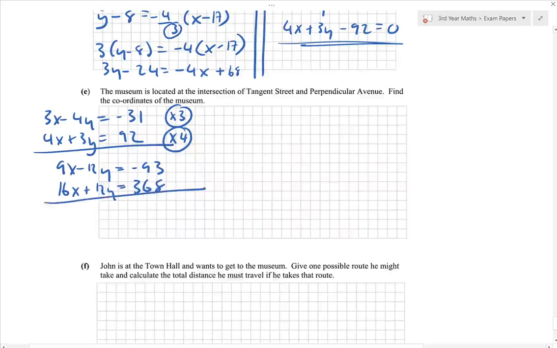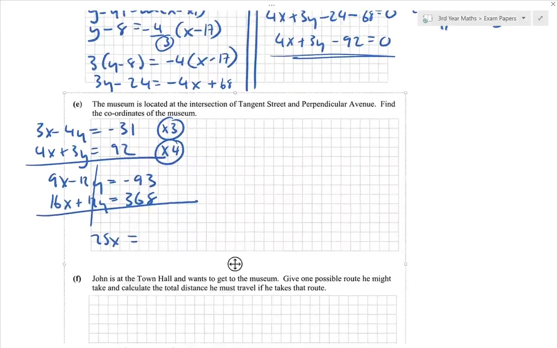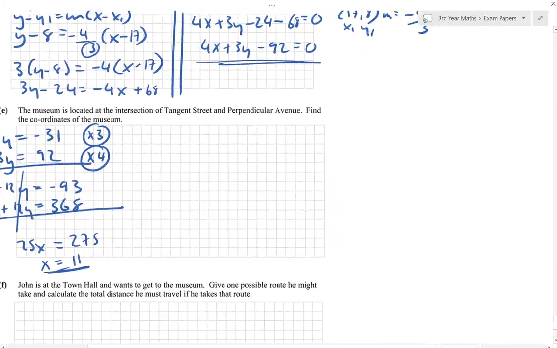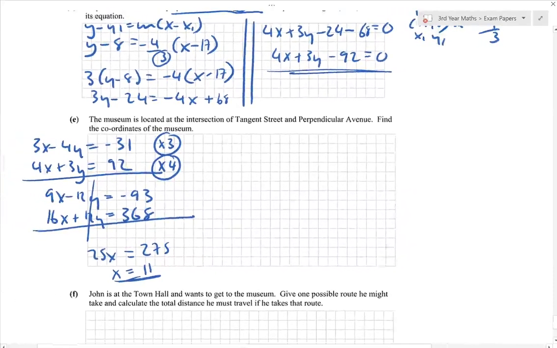The whole reason I did that is that they will cancel. 9x and 16x is 25x, minus 93 plus 368 is 275. And dividing by 25, x is 11. So the x-coordinate where tangent street and perpendicular avenue meet is 11. You then have to find the y-coordinate by taking one of the equations, I'll take this one here, and subbing in your x-coordinate.